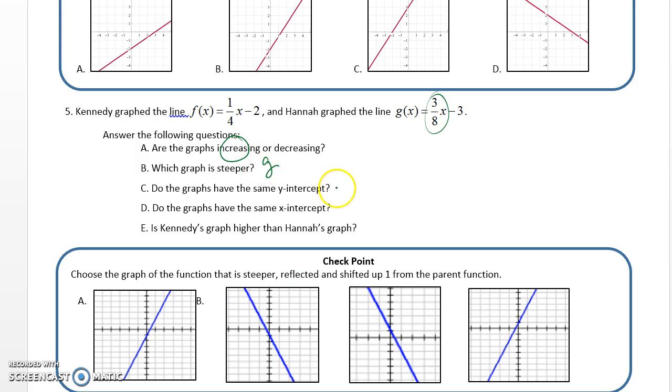Do the graphs have the same y-intercept? No. Even looking at the equations, one of them is -2, one of them is -3, so you know they don't have the same y-intercept. Do the graphs have the same x-intercept? Yes, they did. Is Kennedy's graph higher than Hannah's graph?